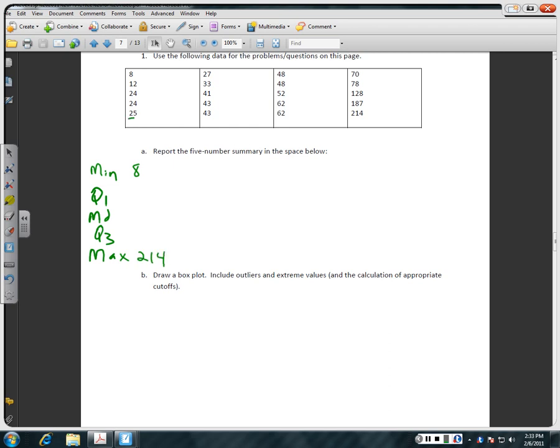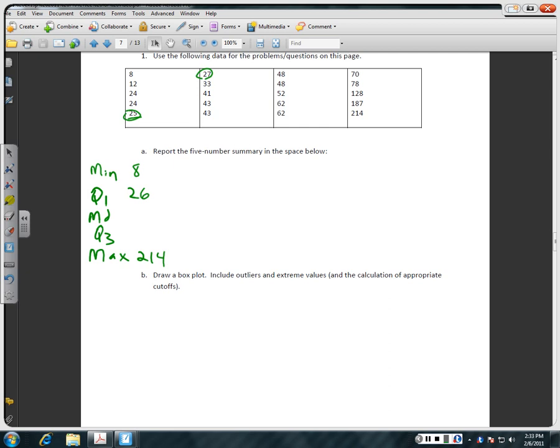Q1 will be between 25 and 27, and though it really could technically be any number in between there, we're just going to go halfway between there and get 26, and that's what your TI-83 or 84 would do, and many computer programs. Some do it a little bit differently.